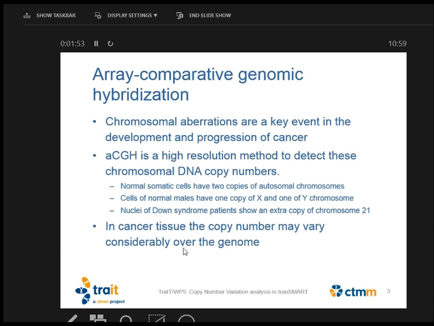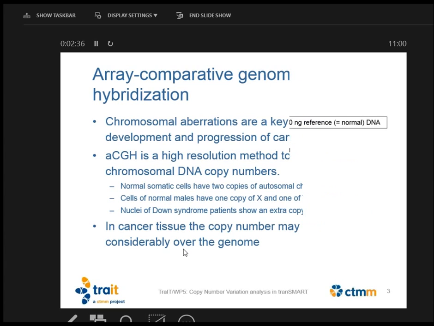Something about what it is, although I'm not an expert in that, but I hope I can explain a little bit what it is about. Chromosomal aberrations are a key event in the development and the progression of cancer, and the array-CGH is a high-resolution method to detect chromosomal DNA copy number variations. So normal somatic cells have 2 copies of the chromosome. Of course, the normal male cells only have 1 copy of X and 1 of Y. In cancer tissue, the copy number may vary considerably.